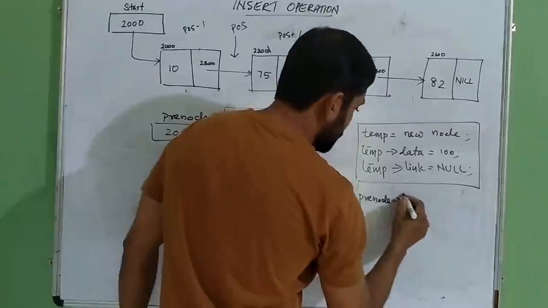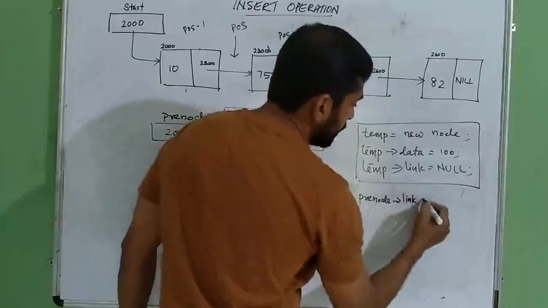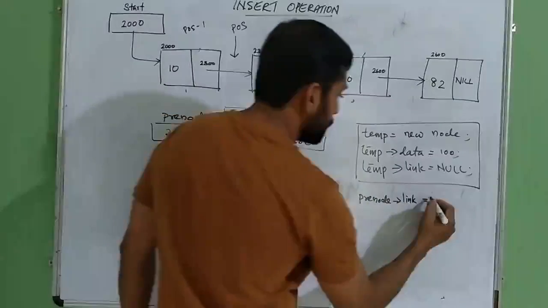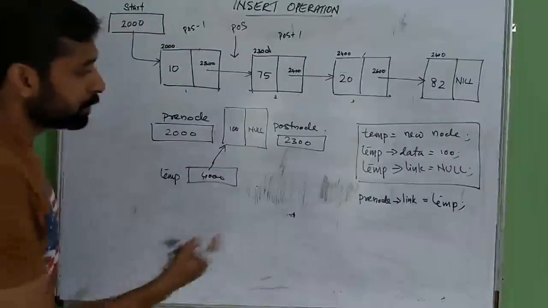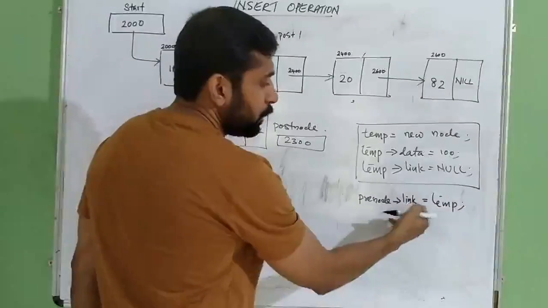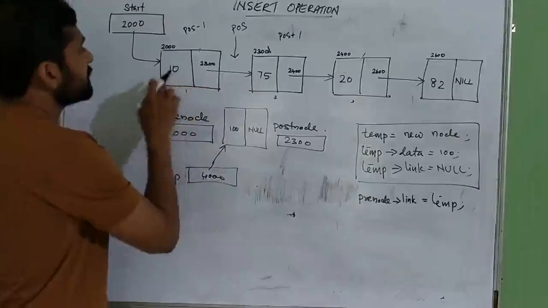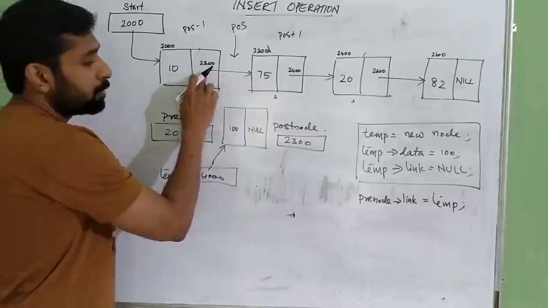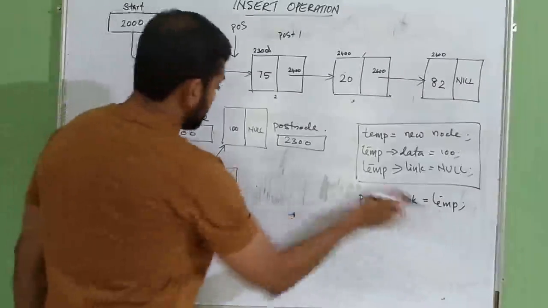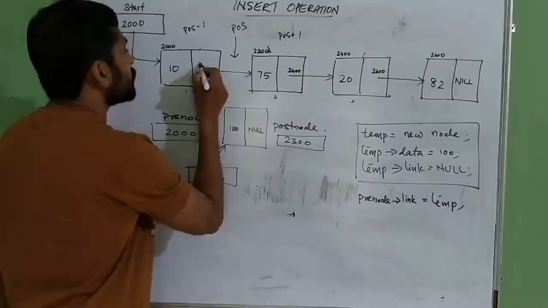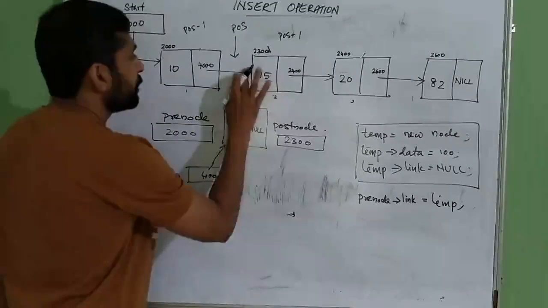Pre-node link equal to temp. What happens now? Pre-node arrow link equal to temp. This is the pre-node. Pre-node arrow link, that is this part, is temp. That is, this becomes 4000. What does it mean?